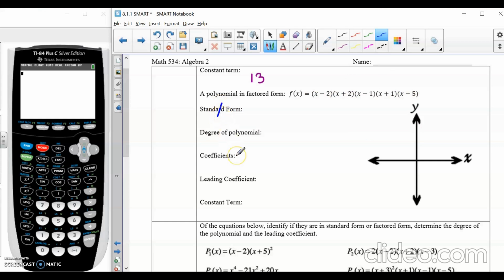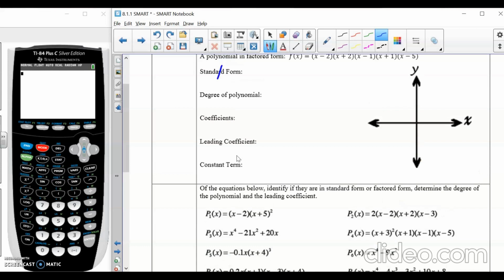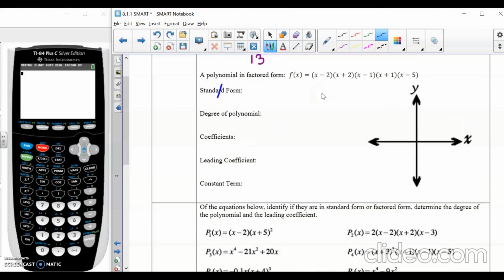Okay, and then the degree of the polynomial isn't so bad to find. Even though we're in factored form, all we have to do is take a look at how many x's are going to end up being multiplied together. So we know we have 1, 2, 3, 4, 5 x's, which is going to cause us to have a term of x to the 5th if we did multiply it all out. And this tells us that we have a degree of 5. We have 5 x's being multiplied, our degree is 5.